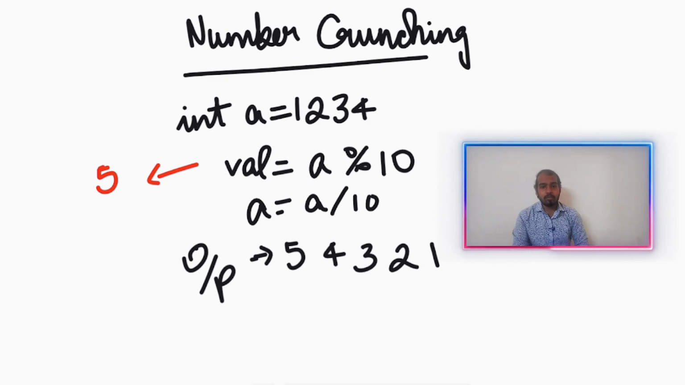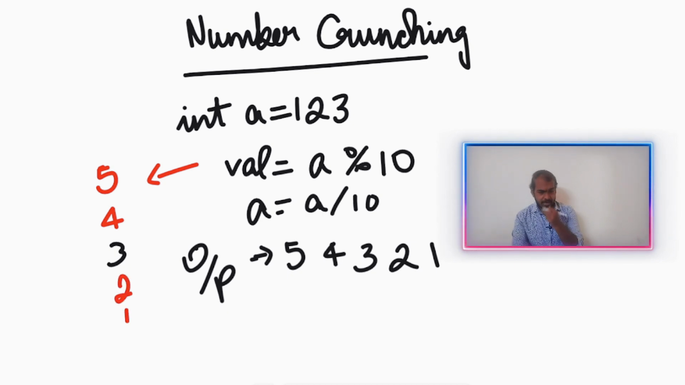1, 2, 3, 4. So the next time when you try to access val with the current a value as 1, 2, 3, 4 and modulus 10, 1,230 will be divided and the remaining 4 will be in val. The next moment when you again divide a is equal to a by 10, it will become 1, 2, 3. And again, if you do val is equal to a modulus 10, 123 modulus 10 is 3. And it goes on like that.